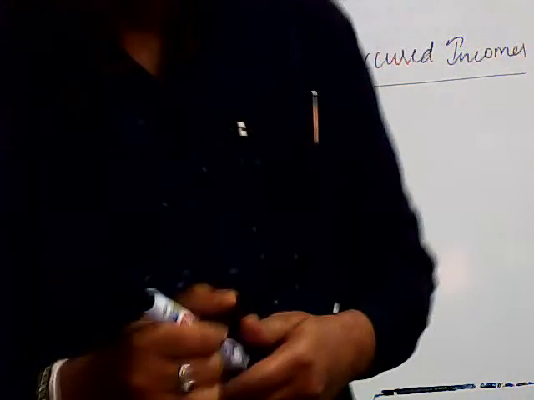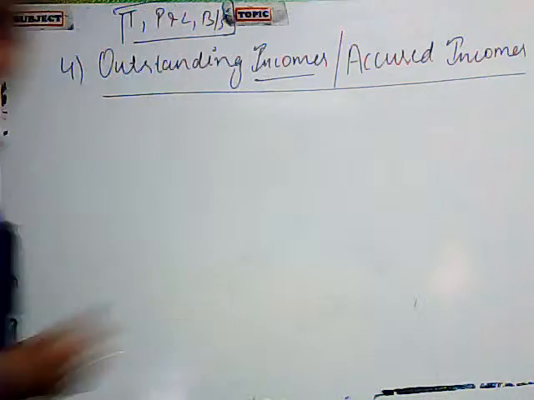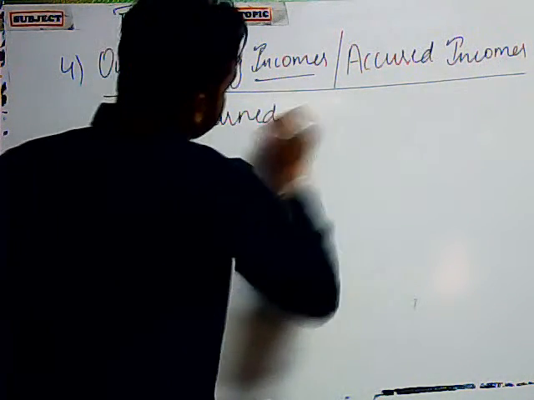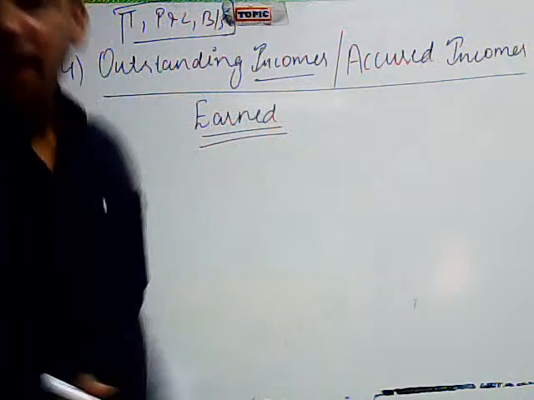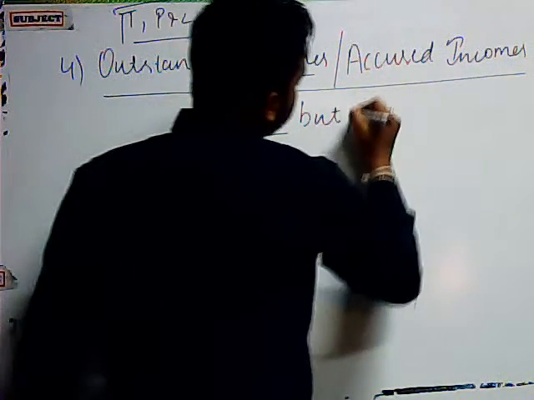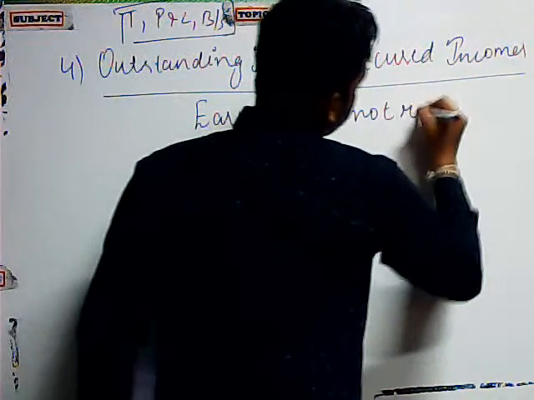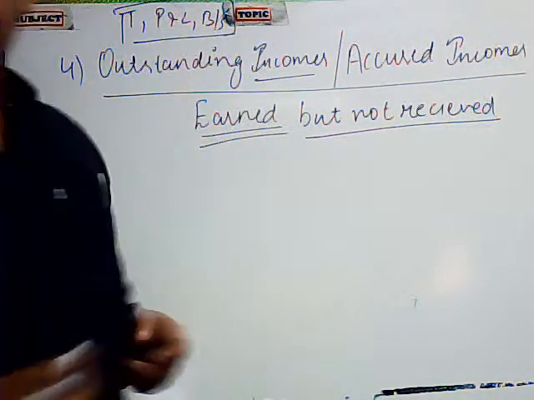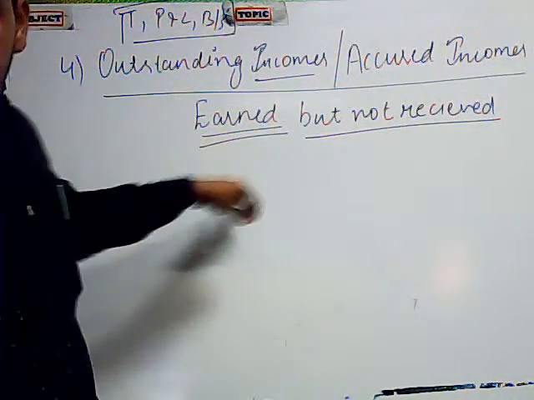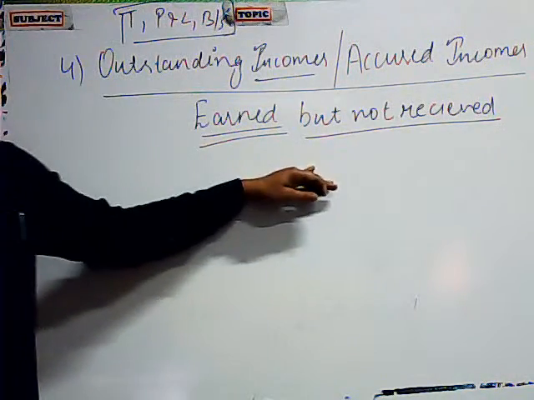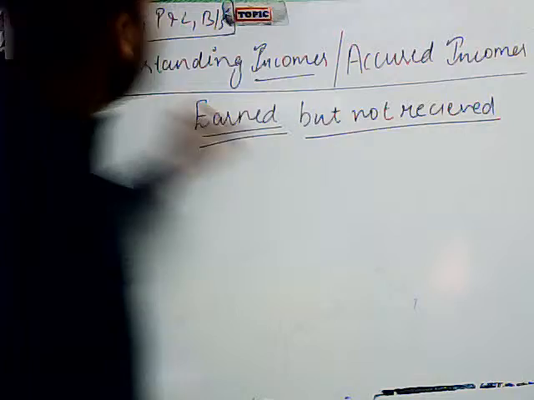Outstanding income or accrued income means the income that you have earned but not received. Clear? So that is the meaning of this term, outstanding income. Whatever income you have earned at present time, but still you have not received, that income is known as outstanding income.